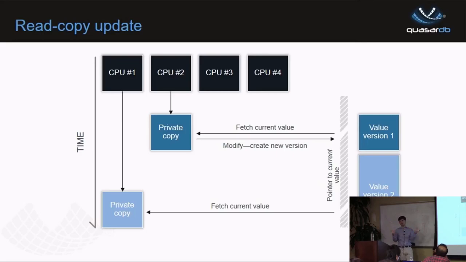And the challenge is then, when can I remove the old values? Called trimming. We use multiversion concurrency control in Quasar for distributed transactions.